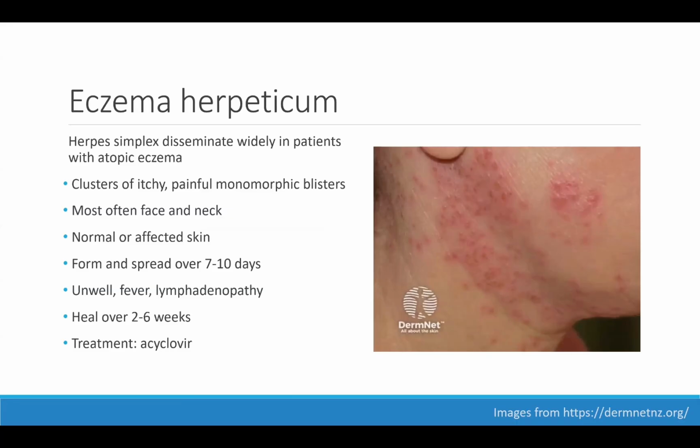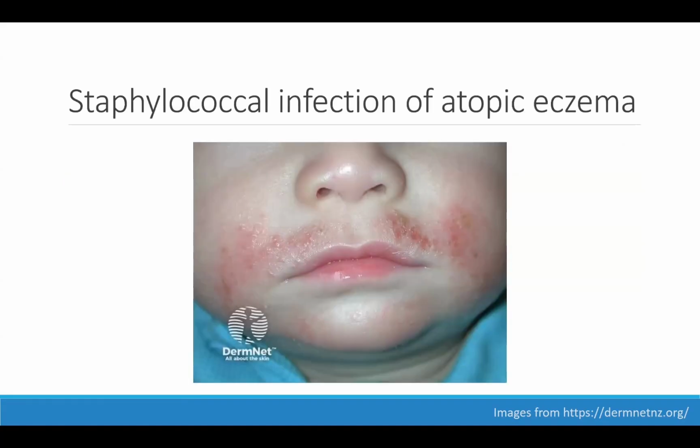Eczema herpeticum is a complication that occurs when you have herpes simplex, which disseminates widely in patients with atopic eczema or other dermatoses. The patients present with clusters of itchy, painful monomorphic blisters, most often on the face and neck, and can erupt on normal or affected skin. These blisters form and spread over the next 7 to 10 days, and the patients can be unwell with fever and lymphadenopathy. They slowly heal over the next 2 to 6 weeks, and treatment is with systemic acyclovir, whether oral or intravenous as required. This patient has staphylococcal infection of his atopic eczema.